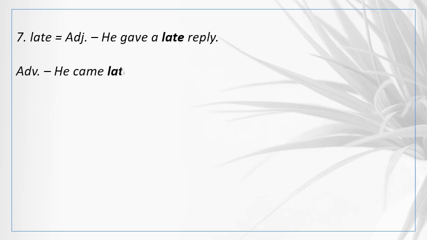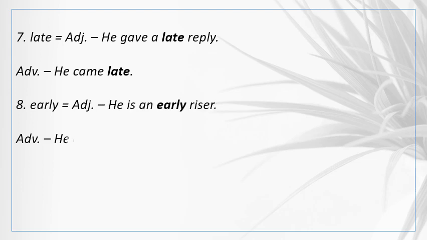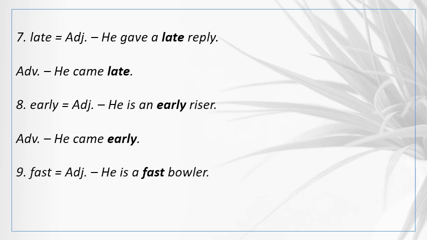Number 7, late. As an adjective: he gave a late reply. As an adverb: he came late. Number 8, early. As an adjective: he is an early riser. As an adverb: he came early. Number 9, fast. As an adjective: he is a fast bowler. As an adverb: he runs very fast.